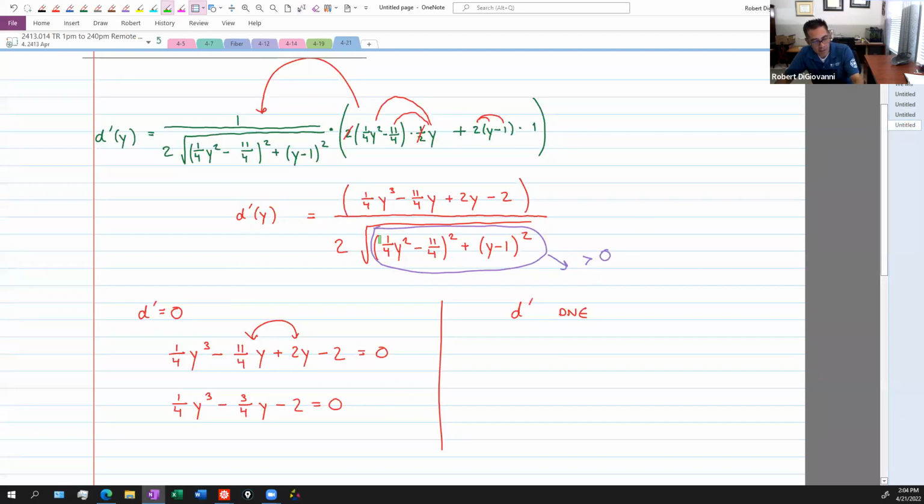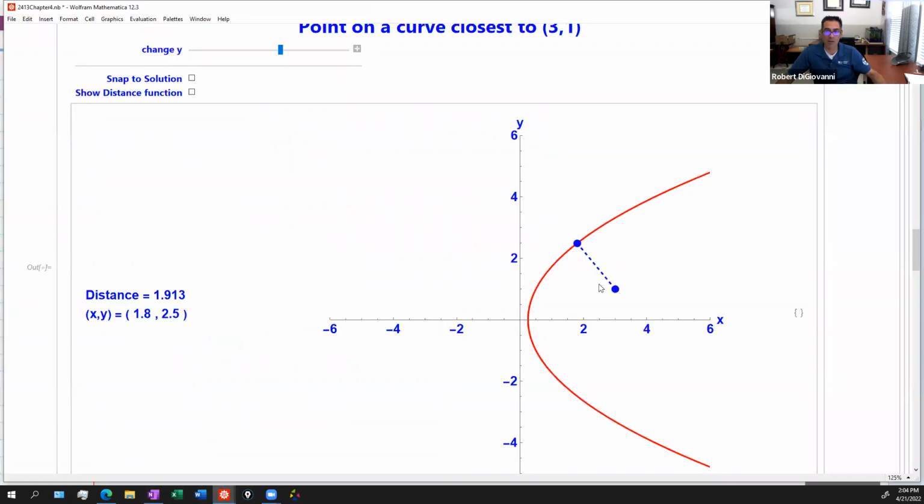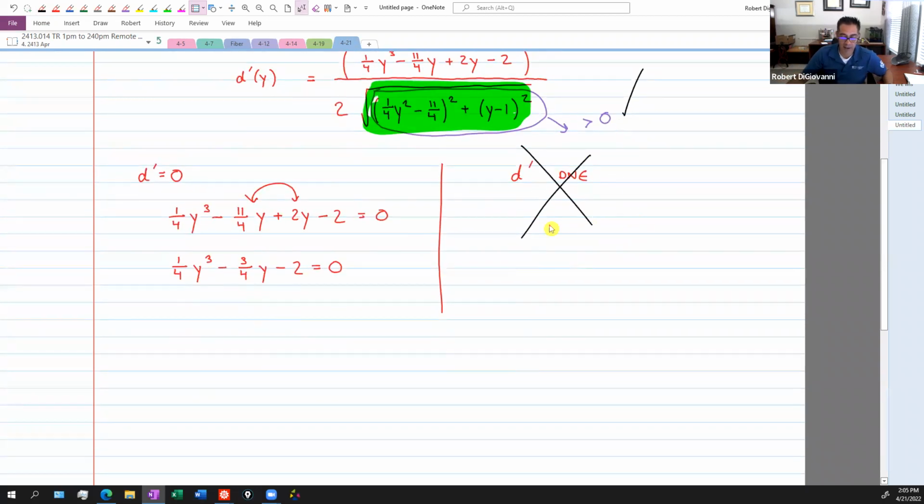What is all of this? Isn't that just the distance formula itself? And the distance must always be bigger than 0. We're talking about the distance between this point and that curve. That distance always has to be positive because the point doesn't lie on the curve. So I don't have to worry about this at all. This is true. So that gets me back to this.